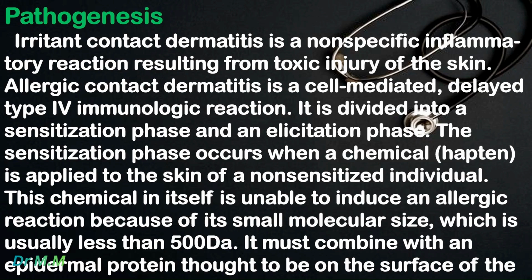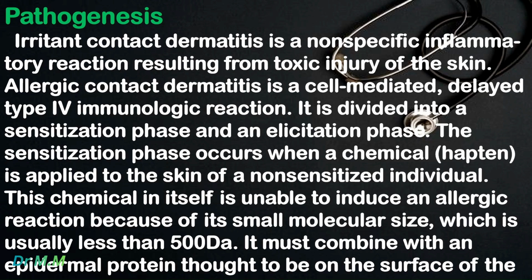Pathogenesis. Irritant contact dermatitis is a non-specific inflammatory reaction resulting from toxic injury of the skin. Allergic contact dermatitis is a cell-mediated delayed type 4 immunologic reaction. It is divided into a sensitization phase and an elicitation phase. The sensitization phase occurs when a chemical or hapten is applied to the skin of a non-sensitized individual.